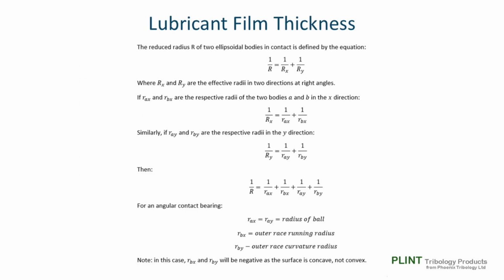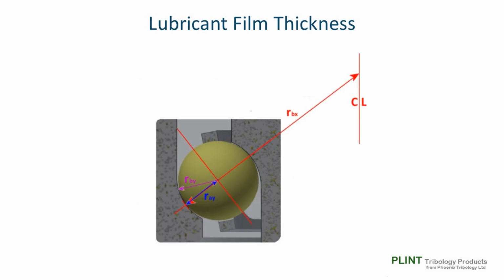A key point to note when calculating the reduced radius of the contact is that the values for the outer race will be negative because they are concave, not convex. Whereas establishing the radius of curvature of the ball is not particularly difficult, estimating the radii of curvature of the outer race track can be more demanding.